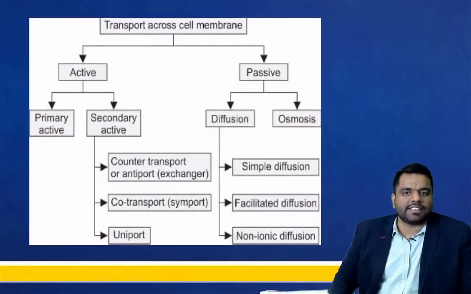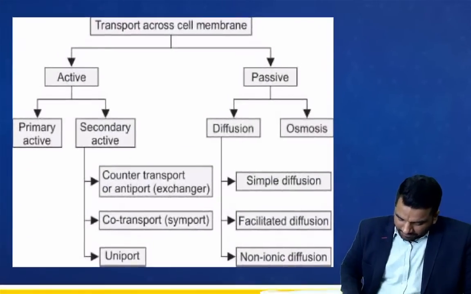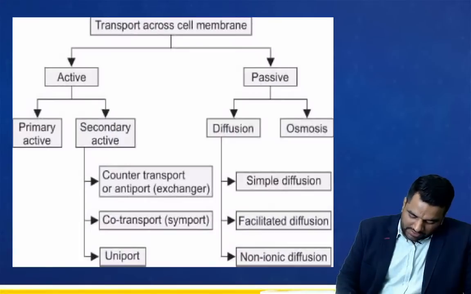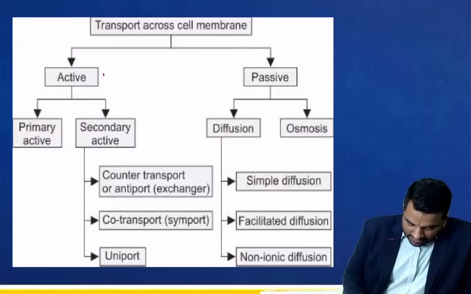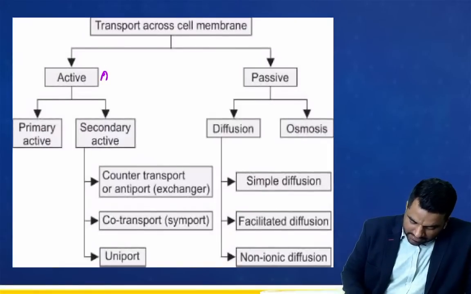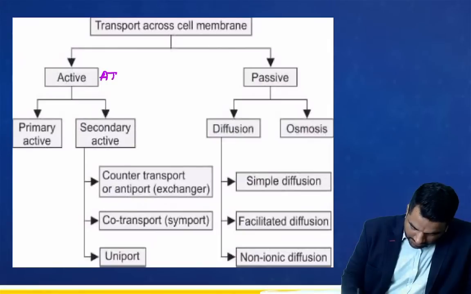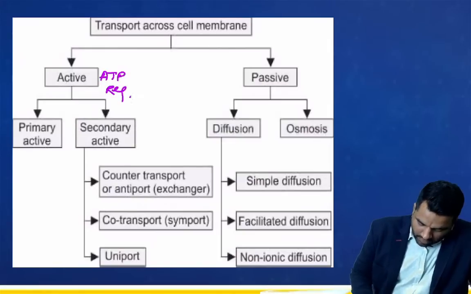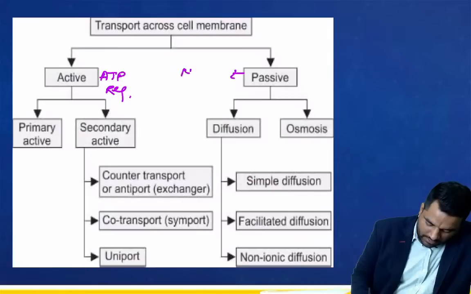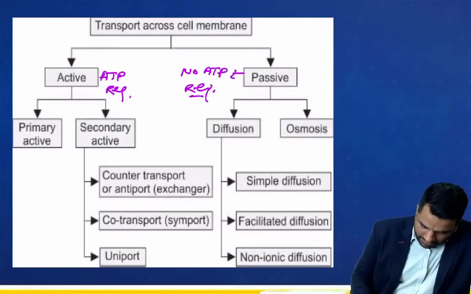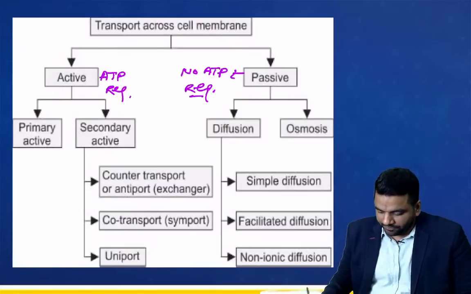As you can see in this picture, just remember one more time that transport across the cell membrane is via active and passive. Active means ATP required. Passive means no ATP required. Right, beta?